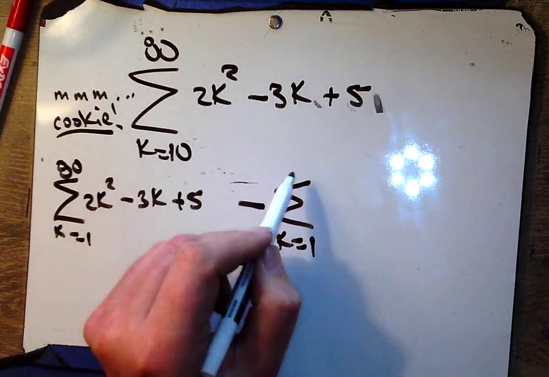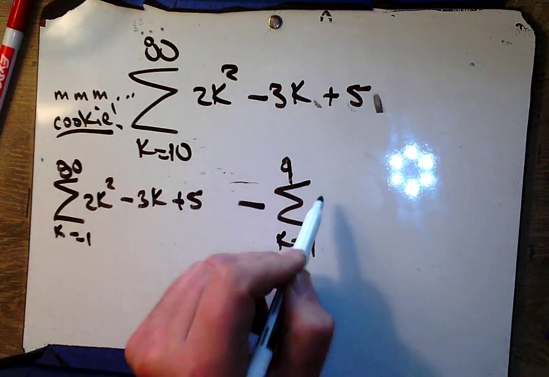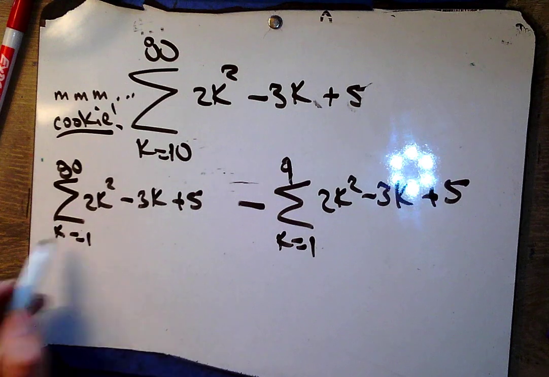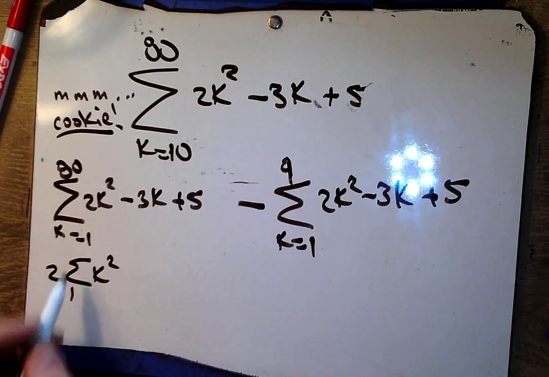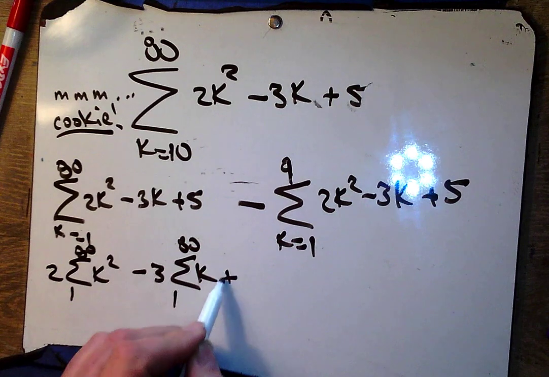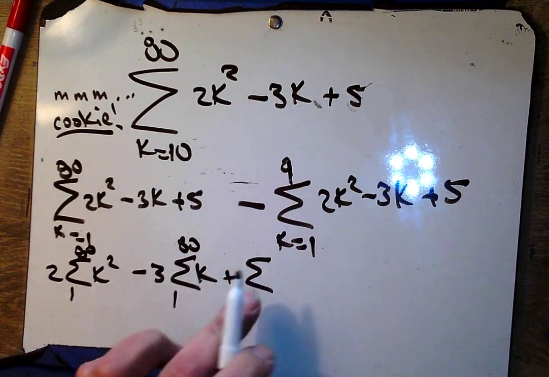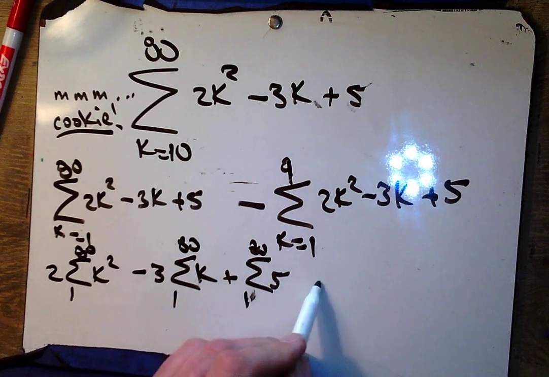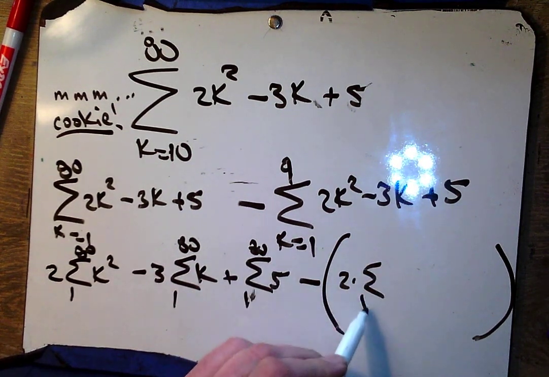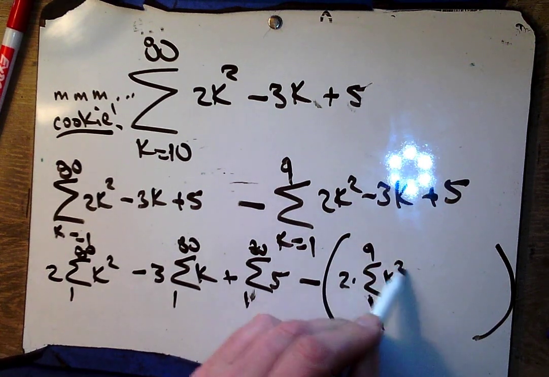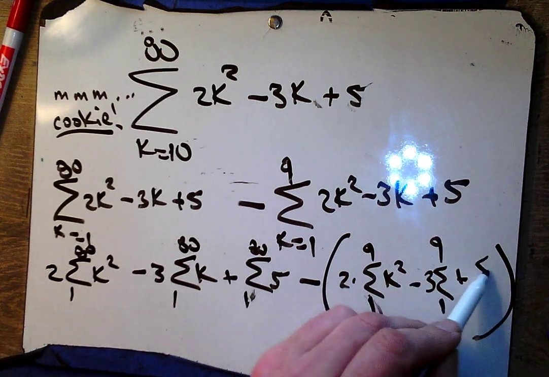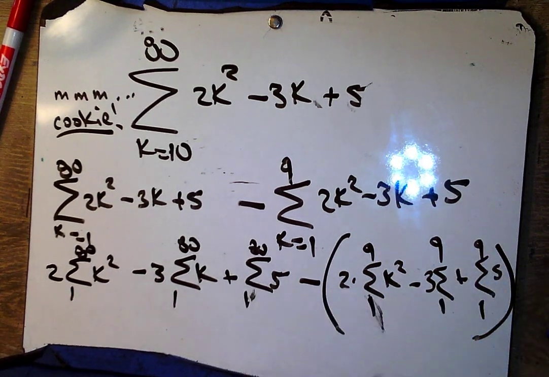One to what? Remember, this is one less than that. Okay, so break this down. 2 times k squared, minus 3 times k, plus 5, with k equals 1 to 80, minus 2 times k equals 1 to 9 of k squared, minus 3 times k equals 1 to 9 of k, plus k equals 1 to 9 of 5.